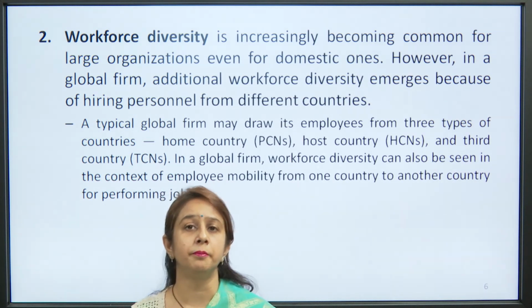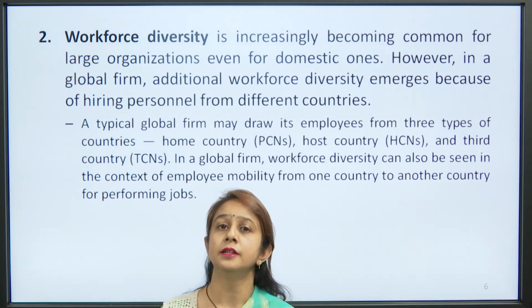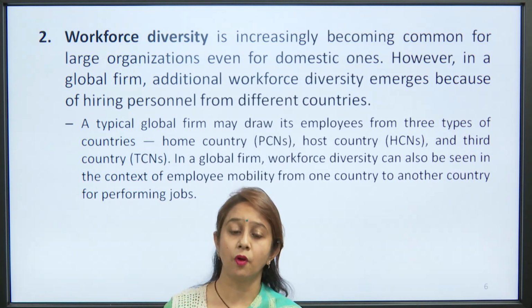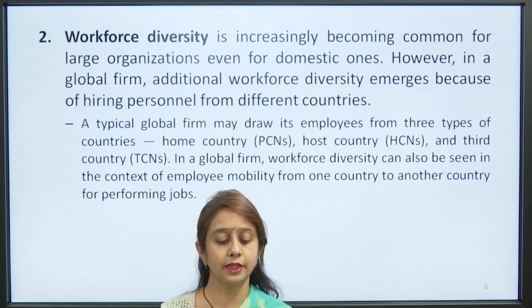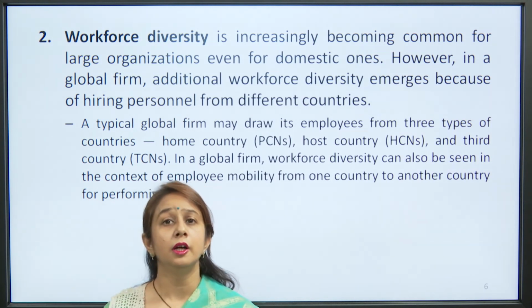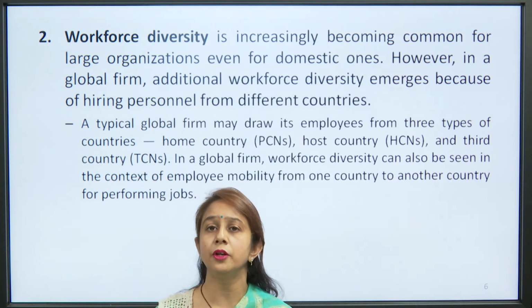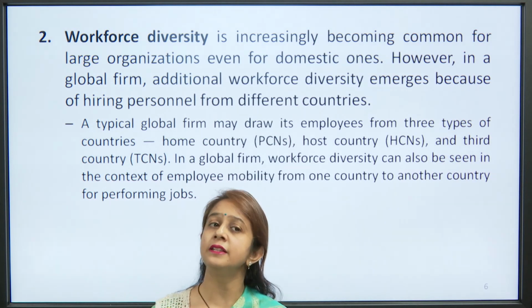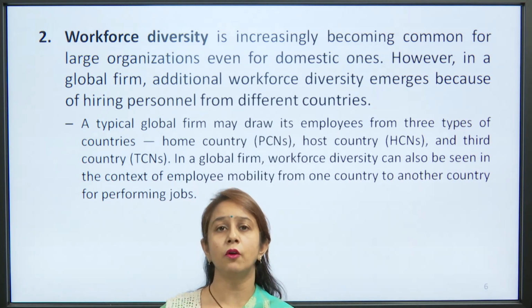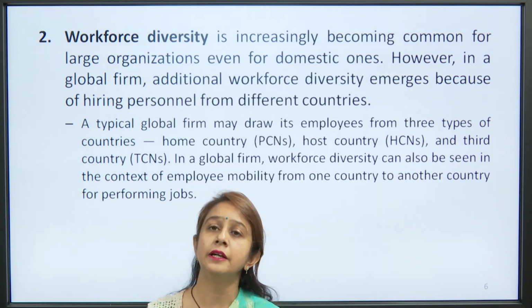A typical global firm may draw its employees from 3 types of countries: home countries, host countries and third countries. In a global firm, workforce diversity can also be seen in the context of employee mobility from one country to another for performing jobs. That means human resource will also look into how far it can take up people from the 3 types of countries, and how far these people are available for mobility, because it is not always that people are willing to move from one country to another. There may be some kind of resistance.